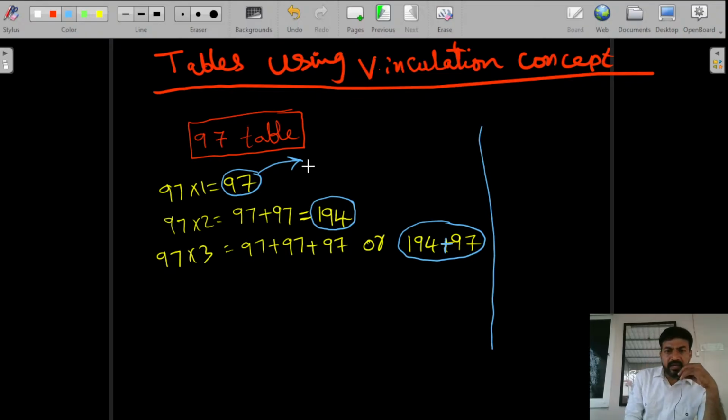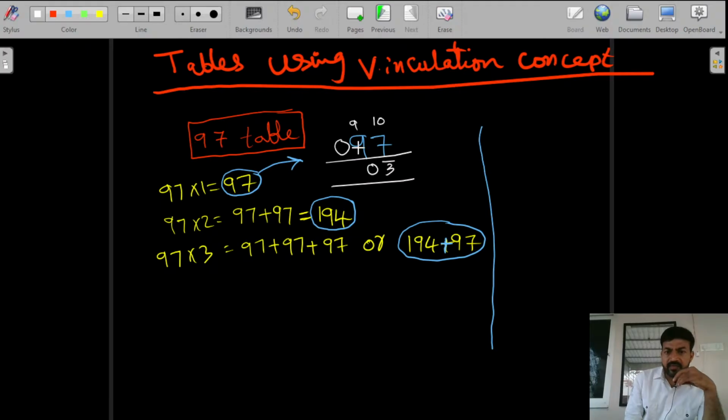If you devinculate 97, you will get... Vinculate 97. So all from 9, last from 10. Did you remember? 10 minus 7 is bar 3, 9 minus 9 is 0.